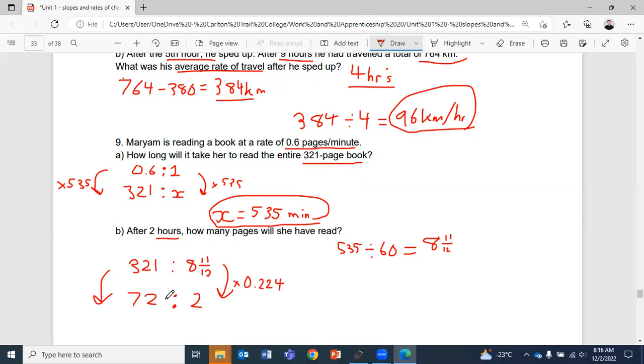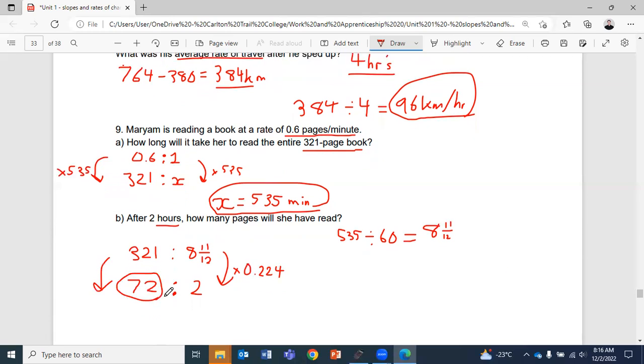72 pages. You could have also used this figure here. This is 1 minute. This is 120 minutes. You times it by 120 as well. That would also work. But I know I read 72 pages in 2 hours.